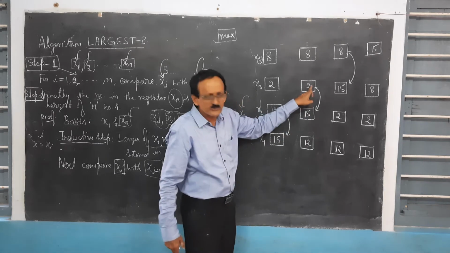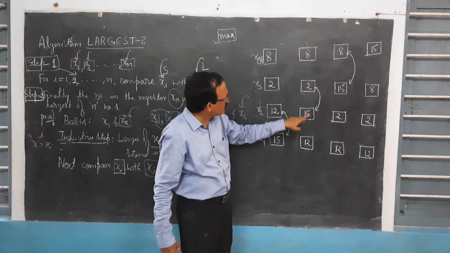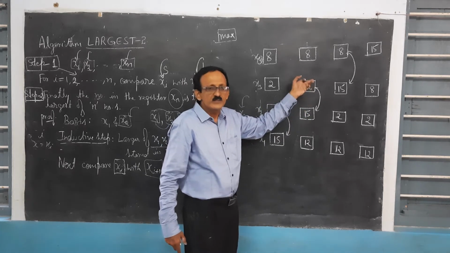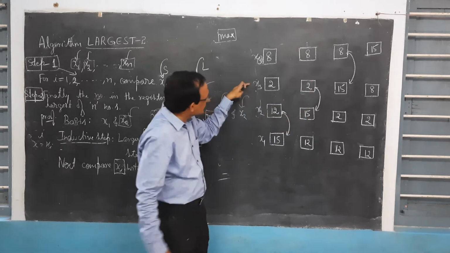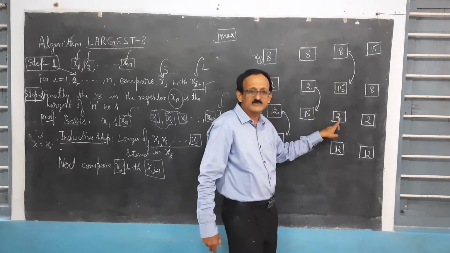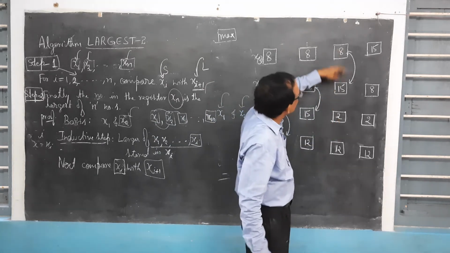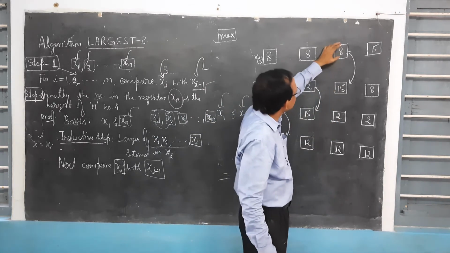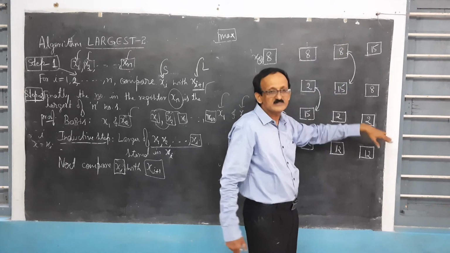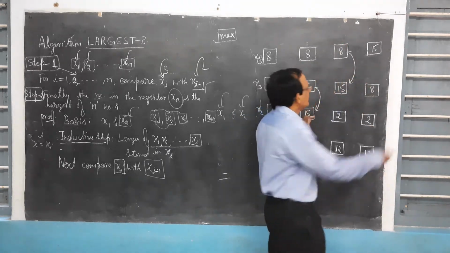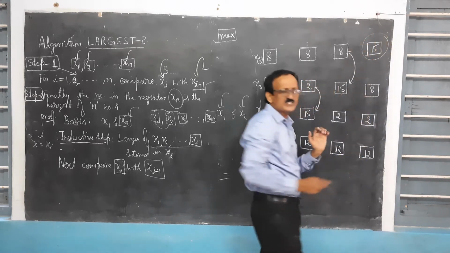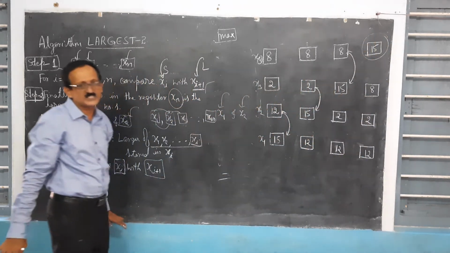The 15, 2 is smaller. So 15 you have to push here. Right? You have to place 15 in x3 and 2 in x2. Next, when comparing this, 8 is smaller. Place 8 in the previous, 15 in the last. Next. So finally, the last register will hold the largest of n numbers.